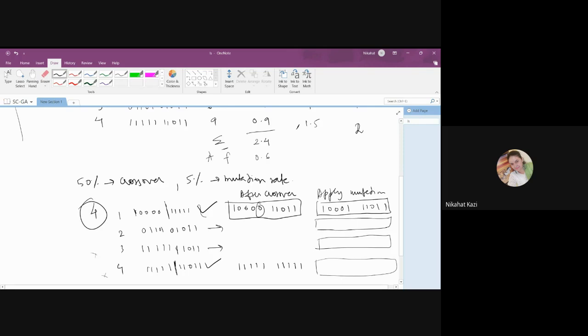Okay, but within the string it is 5%. Understand this, the difference. Crossover is for the population, mutation is per string. I can also mention that assume apply mutation to 1 bit of the population. That will make it very easy. But when I say 5%, then you will get confused, right? Whether you have to look at the entire population or not.